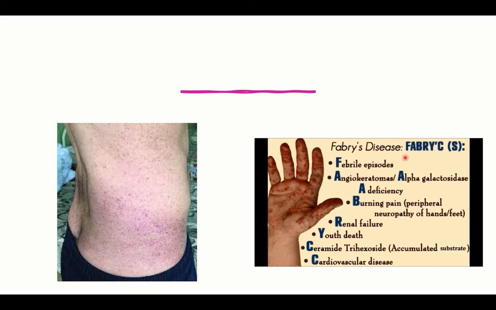We have F for febrile episodes, A for angiokeratoma, and the name of the enzyme, alpha-galactosidase A deficiency. The presentation B is for burning pain due to peripheral neuropathy of hands and feet, R is for renal failure, and Y is for death, and this is related to the renal failure, the cardiomyopathy and the cerebrovascular disease. C is for ceramide. This is a class of lipids that is stored in the lysosomes, and the cardiovascular disease is related to the endothelial inflammation and also to the storage in the myocardium.